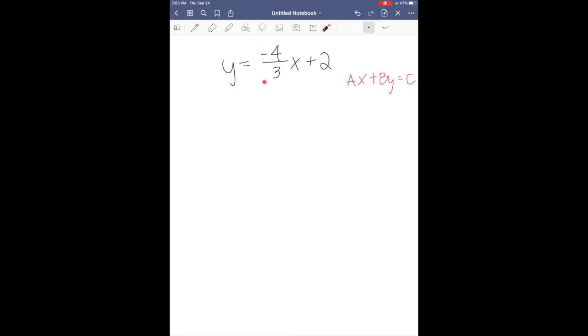So what I'm going to do first, because this slope here is a fraction, I'll just multiply everything by 3. 3 times y will give me 3y. If I have 3 times negative 4, I'll get negative 12, and then when I divide by 3, I'll just get back negative 4. 3 times 2 is 6. Then from here, since I want x on the left side, I'm going to add 4x to both sides.